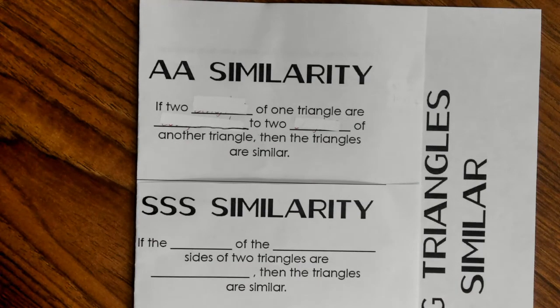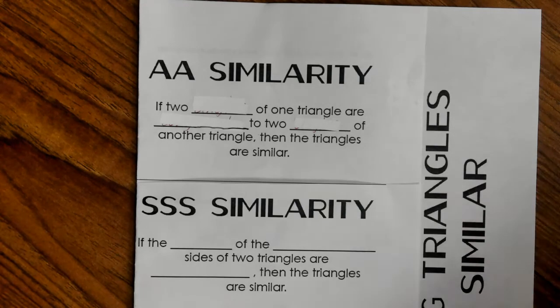So triangle similarity is going to be different than triangle congruency. Triangle congruency would be two triangles that are the same shape and the same size. Similarity is going to be the same shape, but we're going to have different sizes. One's going to be bigger, one's going to be smaller.